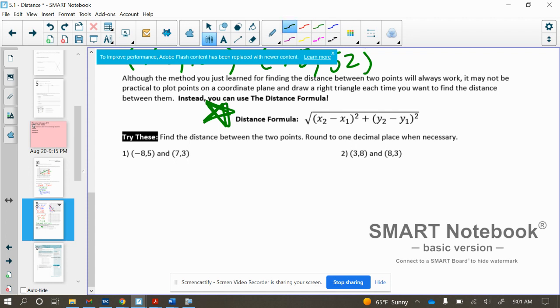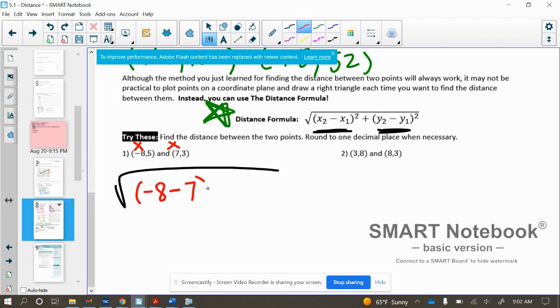So how this is going to work, okay? You are going to subtract your 2 x values, square it, add it to your 2 y values, subtracted and squared, and then we're going to eventually square root that, okay? So let's start by setting this up. We are going to subtract our 2 x values first. So -8 minus 7, square that. We will add that to our 2 y values, 5 and 3. Again, always subtraction inside here.